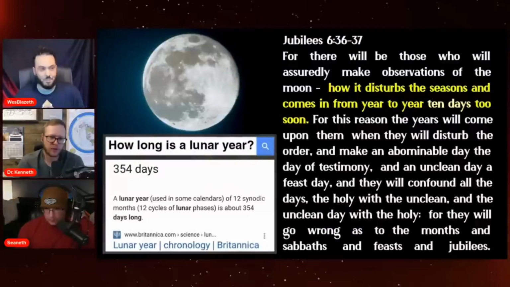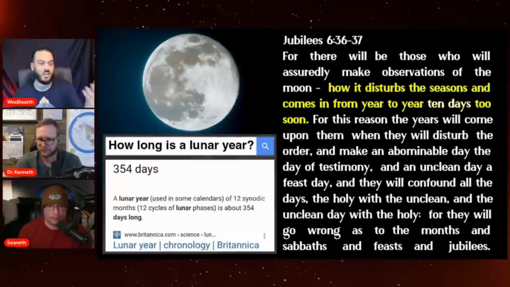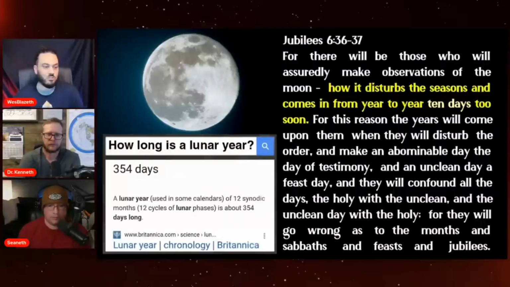So this is a true prophecy, was it not? It is. Yeah, because secular observations, astronomical records, the whole of the world recognizes that a lunar year, this is Encyclopedia Britannica down on the bottom left, right? They recognize that a lunar year made of 12 synodic months or 12 cycles of lunar phases is consistently 354 days long. That verifies and corroborates what Jubilees is saying here. In the same context, it's telling you the year is supposed to be 364 days.